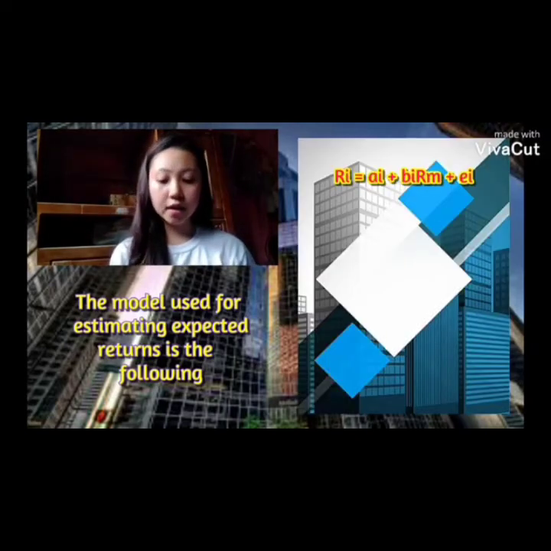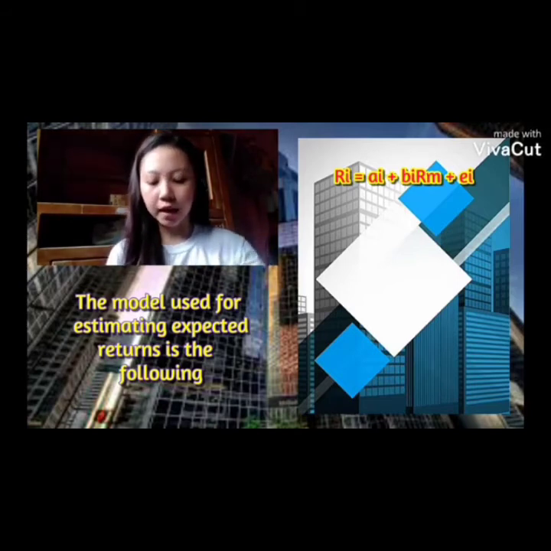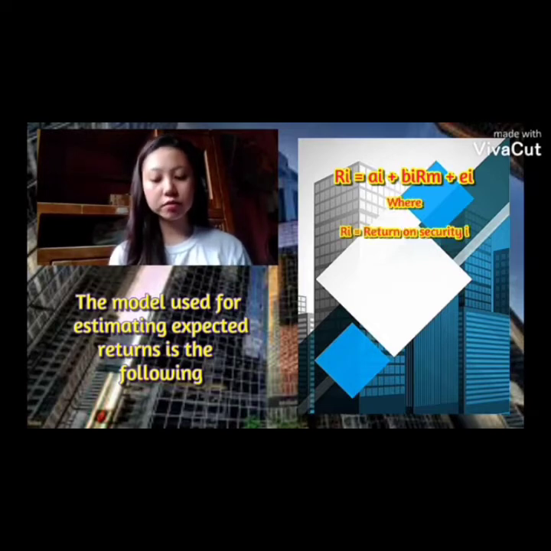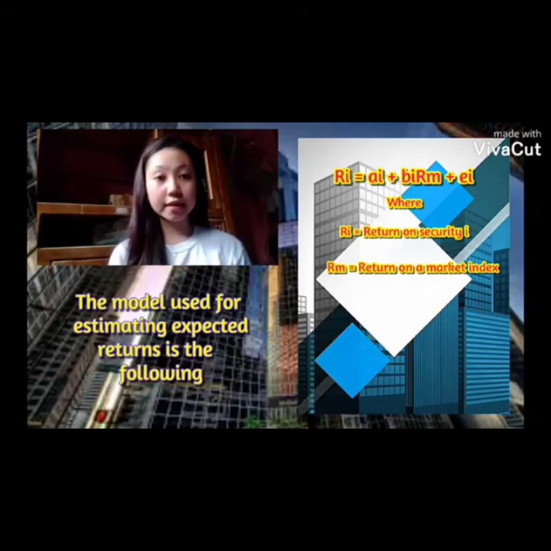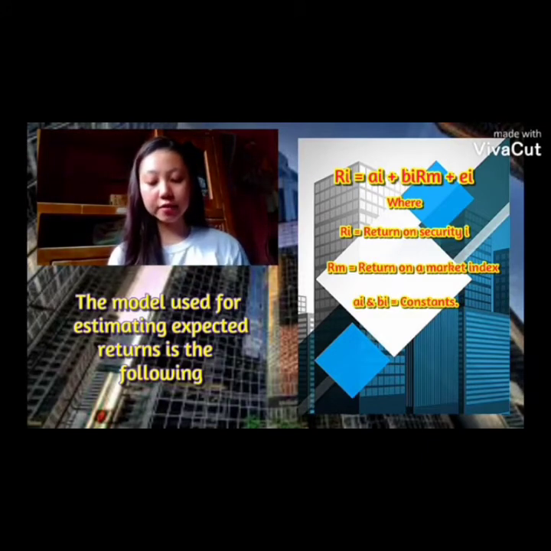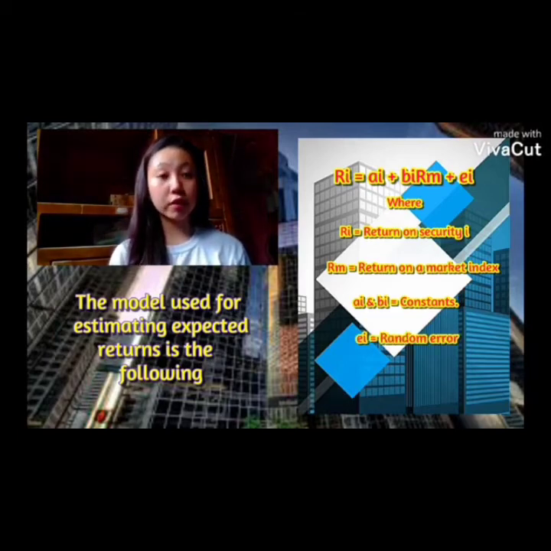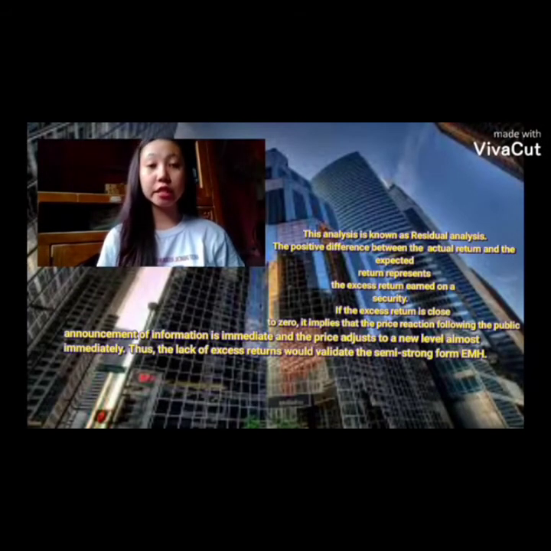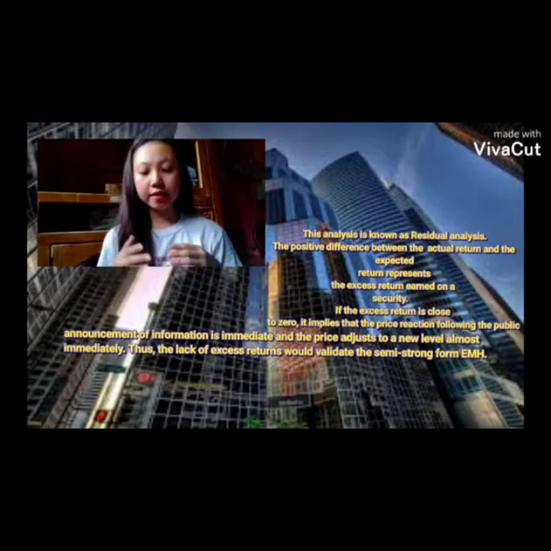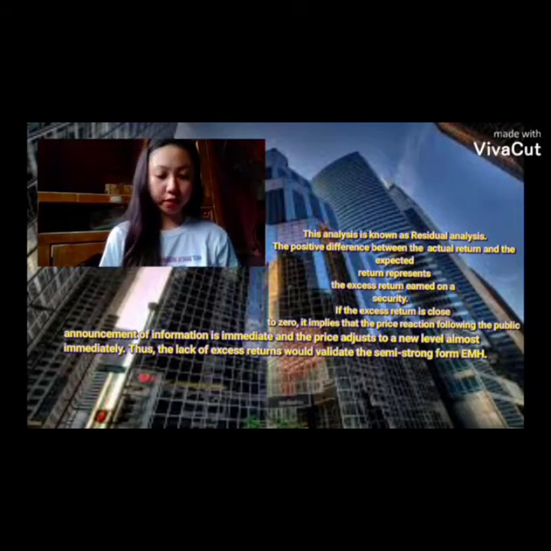Ri is equal to Ai plus BiRm plus Ei, wherein Ri is equal to the return on security, Rm is equal to the return on a market index, Ai and Bi are constants, and Ei is equal to the random error. So this analysis is also known as the residual analysis. The positive difference between the actual return and expected return represents the excess return earned on a security.